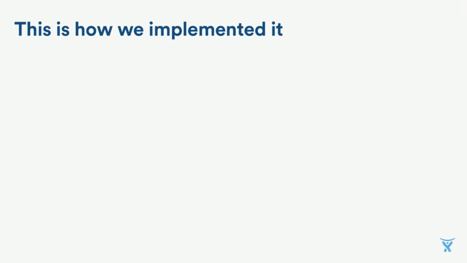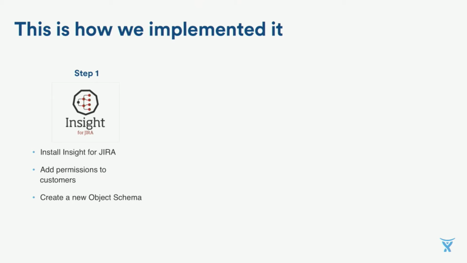And how do we do that? Well, we use a very useful plugin called Insight from a company called Riada. It's mostly used for IT asset management in JIRA, but it's got a lot of other useful uses. You can use it to track any kind of objects, chairs, shoes, laptops, servers, applications. And here we're going to use it to track the incident categories.